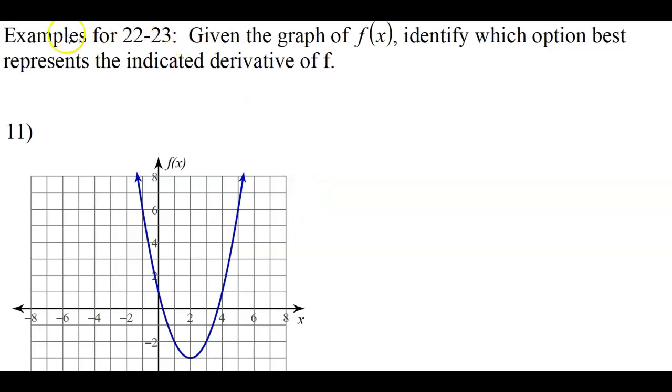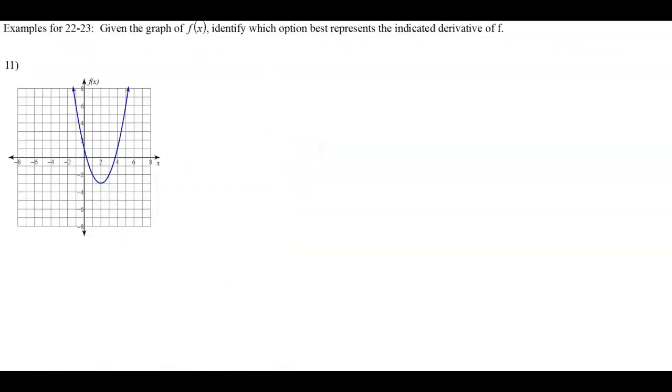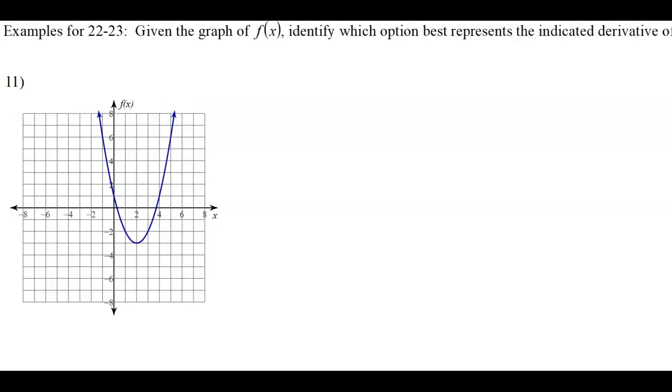Jump into talking about numbers 22 through 23. For these particular problems, you're going to be given a graph, and your job is going to be to identify the derivative of it. Okay, something we did a little while back. So given the graph of f, which operation best indicates the derivative? Okay, so in other words, the slope function.